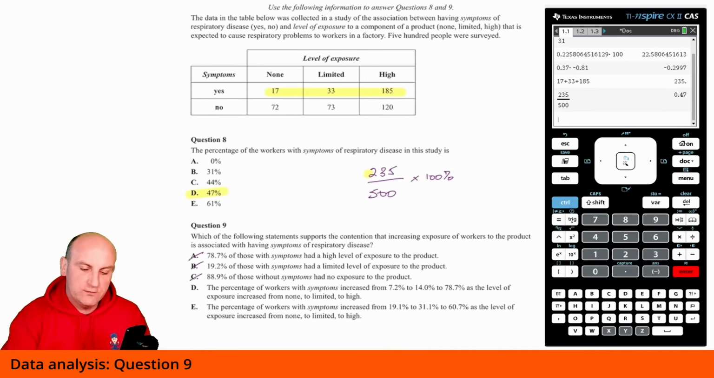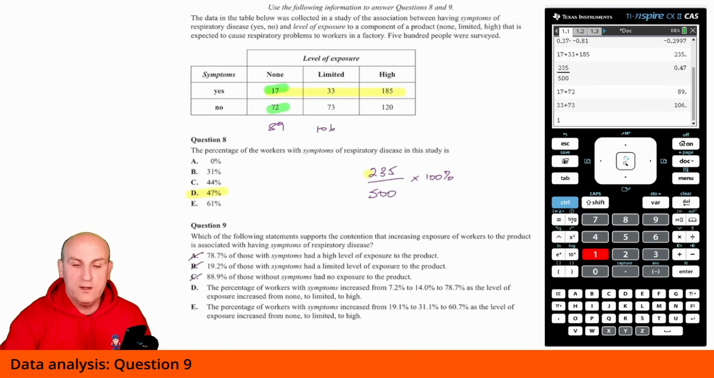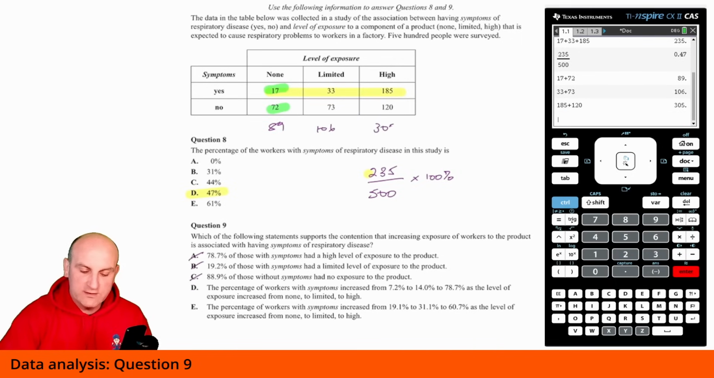Now, when we do these, if you remember, we have to percentage by column. So the first thing I need to do is work out how much each of those columns are. So I'm going to do 17 plus 72. And you're going to say, why didn't I do that in my head? And I'm going to say to you, because I don't want to make a mistake, to be perfectly honest with you. 89. Let's do the 33 and add that to the 73, gives me 106. And then 185 plus 120 gives me 305. Okay, so those are those people there.